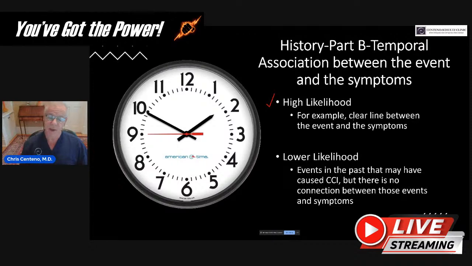Lower likelihood might be I got in a car crash 20 years ago, and I just recently started to have these symptoms. Now, the car crash may have caused problems that led to these symptoms, but as you can see, there's less of a clear relationship there between those two.